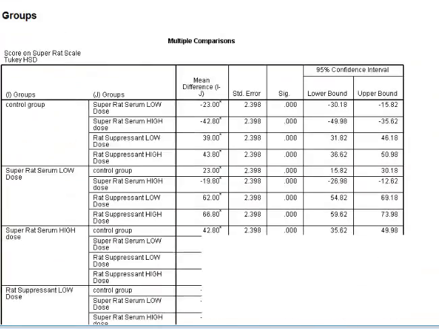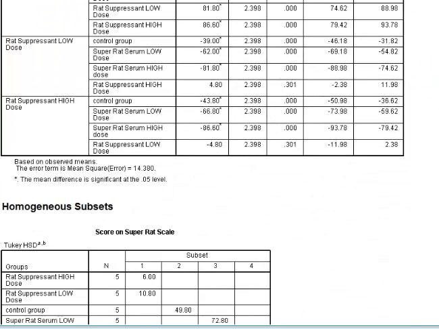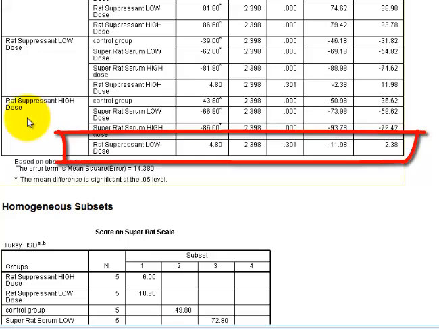We ran the Tukey tests, and there was a significant difference between every pairwise group except for one. So according to the Tukey test, there was no significant difference between the suppressant high group and the suppressant low group. That's how you read this. From this to this, it was not significant, okay?